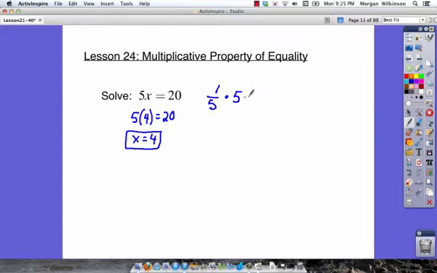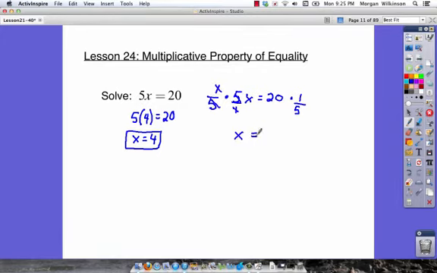Let's look at what happens. So we have 1/5 times 5x is going to be equal to, well, what we do on one side we have to do on the other. So we're going to multiply the 20 times 1/5. And if we do this, well, 1/5 times 5, that's 5 over 1. 1's cancel, 5's cancel. We're left with just the x.